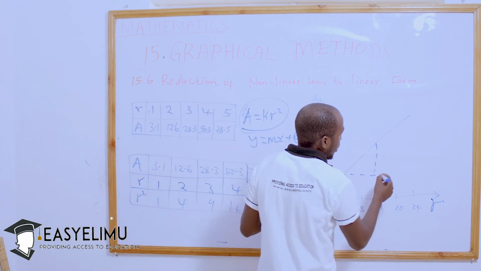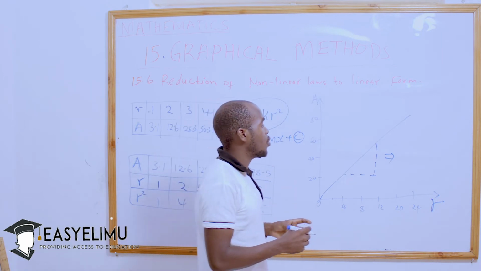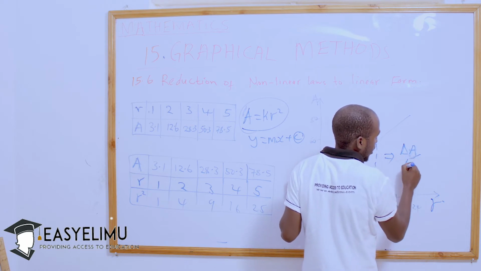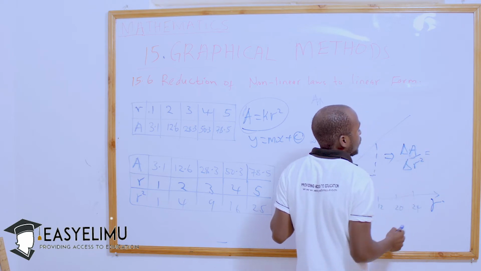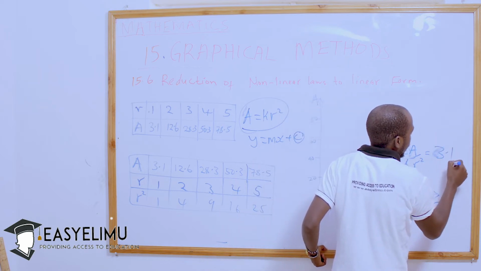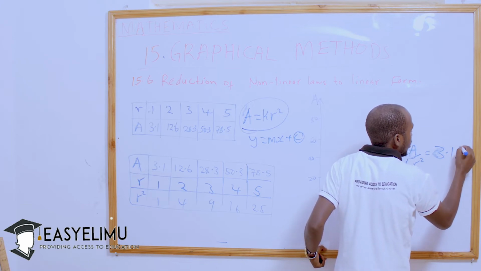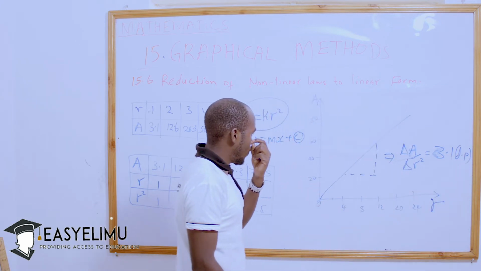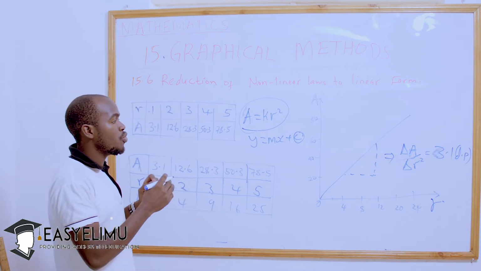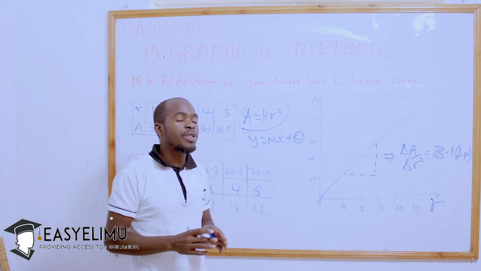And you should find that the gradient of that line is equal to changing A over changing R squared, which should give you actually 3.1. Let's just take it to one decimal place. So if that is the case, now we have understood that if you work out the graph, you will find out the gradient will be 3.1.